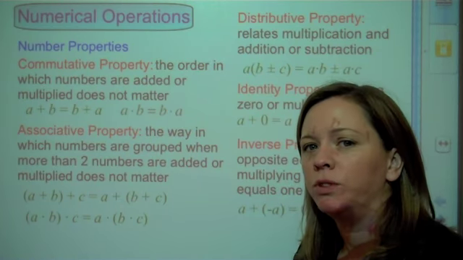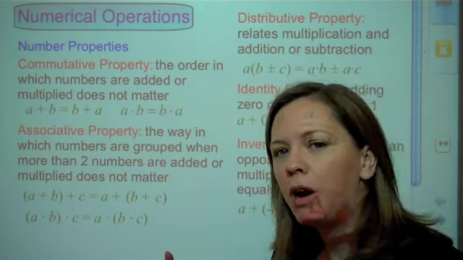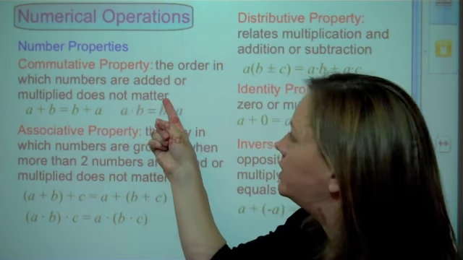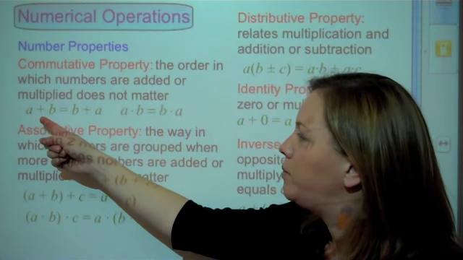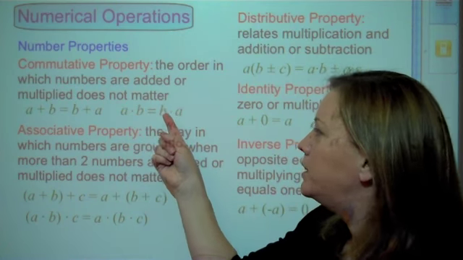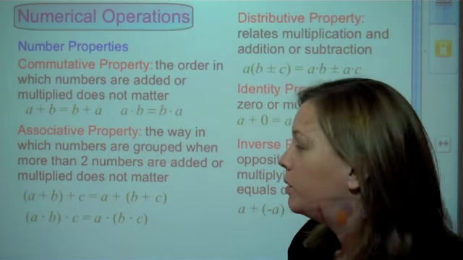So first of all, let's review some of the number properties. The commutative property says the order in which numbers are added or multiplied doesn't matter. So, for example, a plus b is the same as b plus a, or a times b is the same as b times a, which of course you know, but remember that's the commutative property.